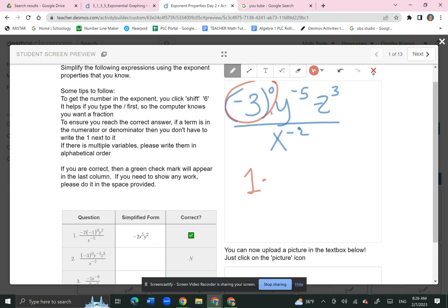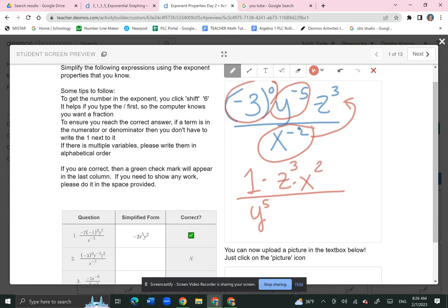And then y raised to the power of negative 5, that has a negative exponent. So we're going to rewrite that power with a positive exponent, put it in the denominator. So y raised to the power of 5. And then z raised to the power of 3 has a positive exponent. And then x raised to the power of negative 2 is a negative exponent. We want to put that one in the numerator. So times x raised to the power of 2.